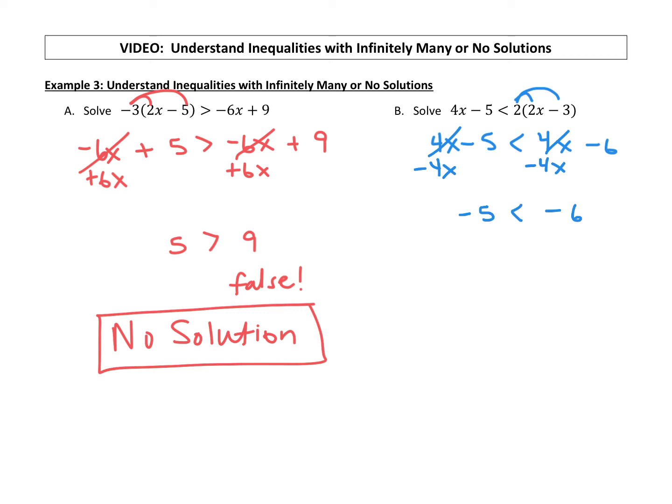Now, this is a little bit trickier with negatives. Which negative number is bigger? Just to remind you, negative numbers that are closer to 0 are the bigger numbers. So which one is closer to 0, -5 or -6? -5 is the bigger number. So I'll just make a note. This is the bigger number. So is this statement true? Is -5 less than -6? Nope, that's not true.